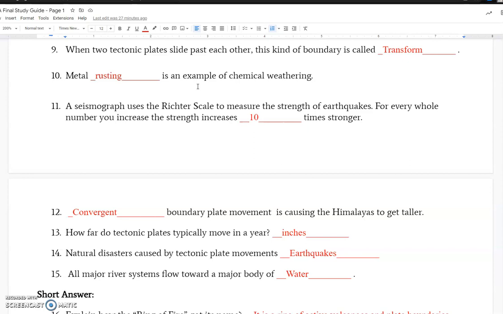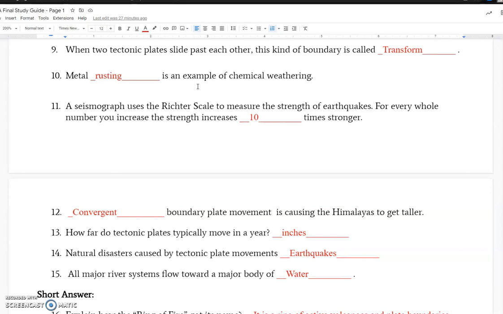Number 10, metal rusting is an example of chemical weathering. Remember, it goes iron, copper, stuff like that. When it changes that shape, that color, that chemical composition, when it goes from brown or gold or whatever into another color, or when it goes from black or silver to that copper color when it has rusted, that is chemical weathering.